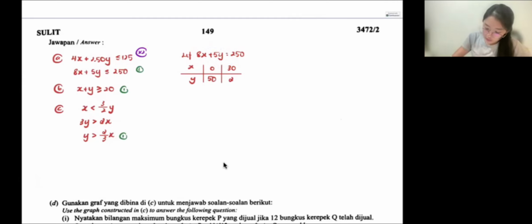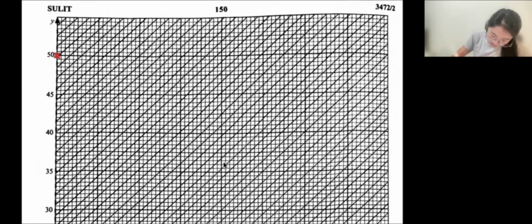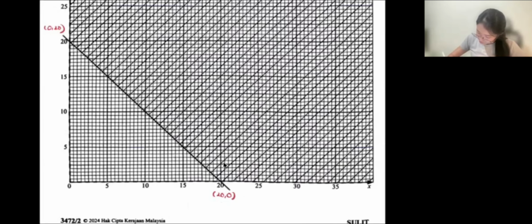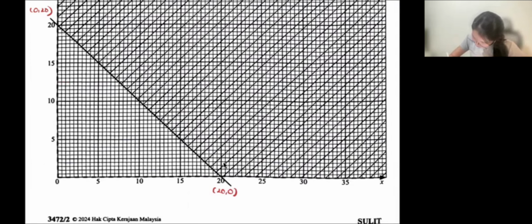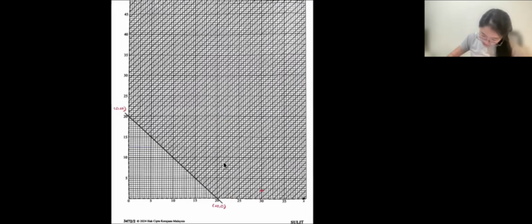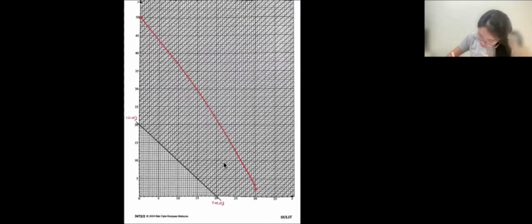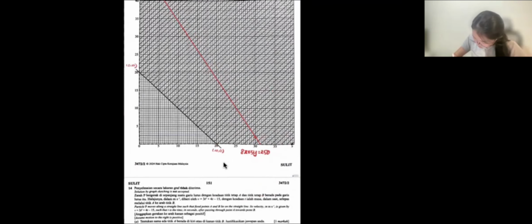So 0, 50, and 30, 2. Let us draw this solid line. 0, 50, 30, 2 is here. So you will draw a solid line down. Make sure you pass through the center of both points. After that, you label 8x plus 5y equals to 250 at the side. This one cannot see, then you label at the bottom.